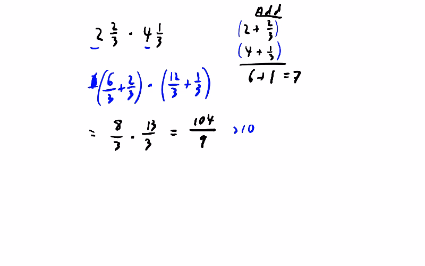Hopefully this was helpful. And remember, when working with mixed numbers for multiplication, convert those into rational numbers or standard fractions like 8/3 and 13/3. When you're doing addition, you can add up the integer part of the mixed number and the fractional part of the mixed number separately, and it will be just as easy to do that.